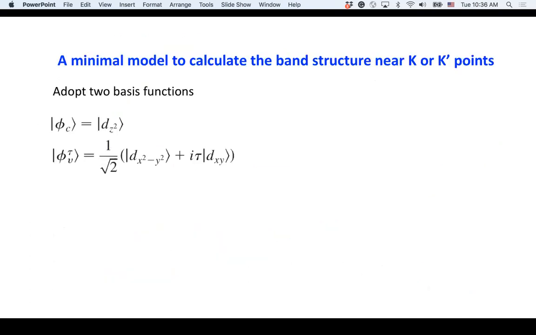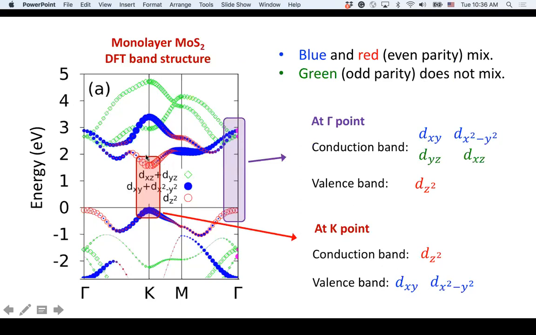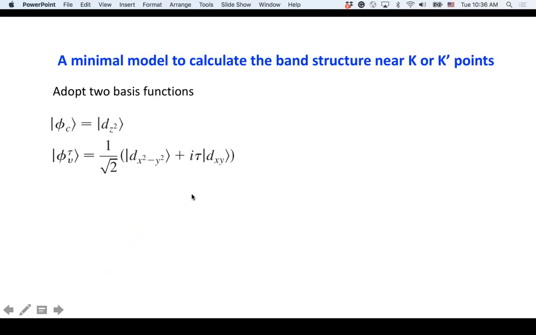So we're going to construct a minimal model to calculate the band structure near the K and K prime points. So you look at this band structure. Near the K and K prime points, you can see that the conduction band is mainly contributed by the dz squared. So we're going to use the dz squared as a basis function.